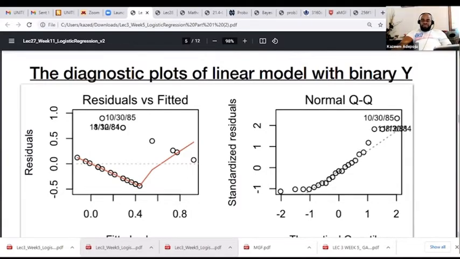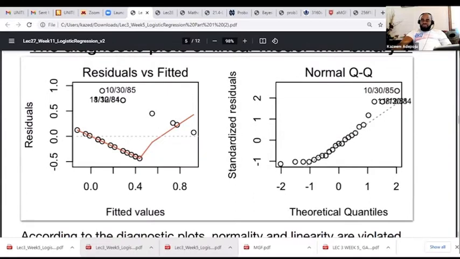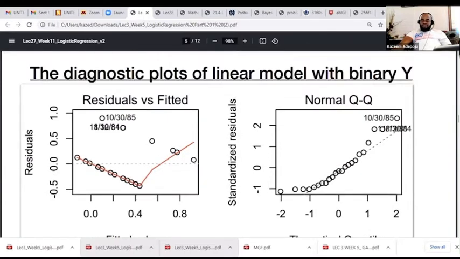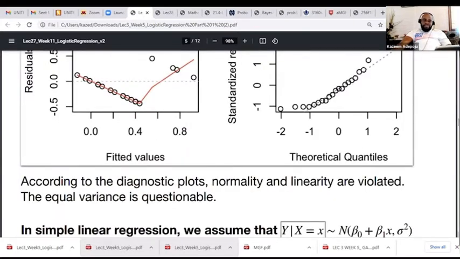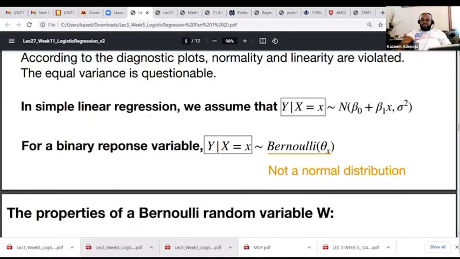I want to tell you, if you attempt to fit a linear regression model to a categorical response variable, you're going to see that most of the assumptions will be violated. And when assumptions are violated, of course, we cannot rely on the model. According to the diagnostic plot, normality and linearity are violated. Even the equal variance is questionable. So those are the things that we're going to see.